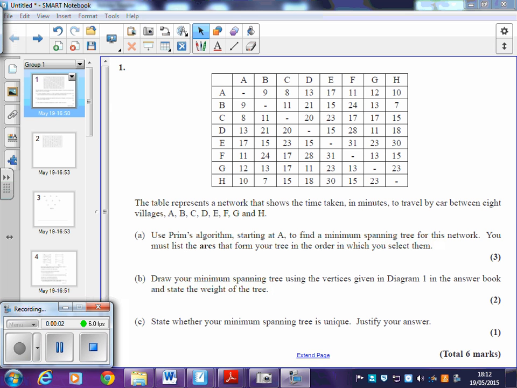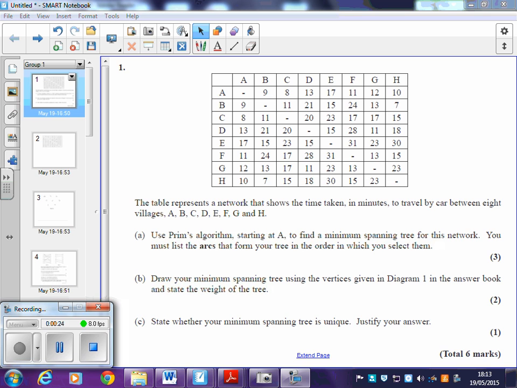Question 1, we've got a table representing a network showing the time taken in minutes to travel by car between 8 villages. Part A, using Prim's algorithm starting at A, find a minimum spanning tree, making sure that we list the arcs that form the tree in the order that you select them. Okay, so remember, by arcs, it doesn't just mean the individual letters. It means, like, if you're adding arc AB, you write down AB, not just B.